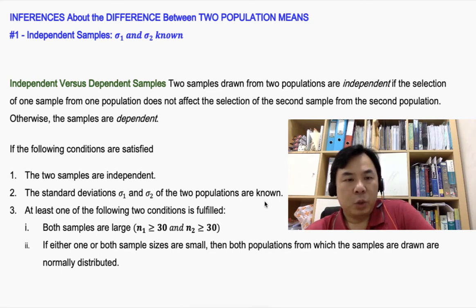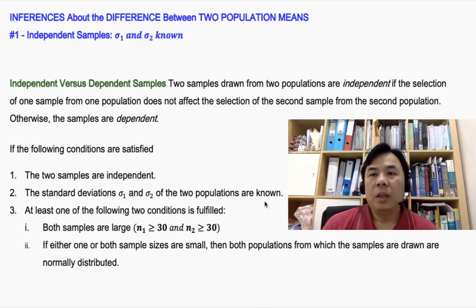And then number three, at least one of the following two conditions must be fulfilled. Now, if you found that both the sample sizes are large enough, then by all means we can use standard normal distributions. If either one or both sample sizes are small, then both populations from which samples are drawn must be assumed to be normally distributed, or else we will not have any simple tools to analyze the hypothesis testing, right? Okay, we will look at the next section shortly.